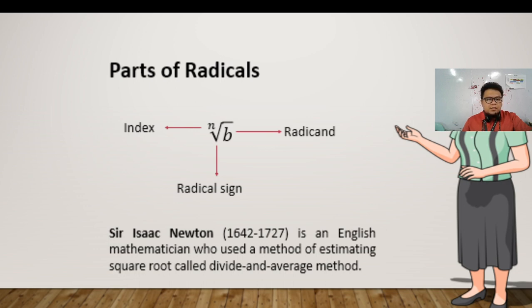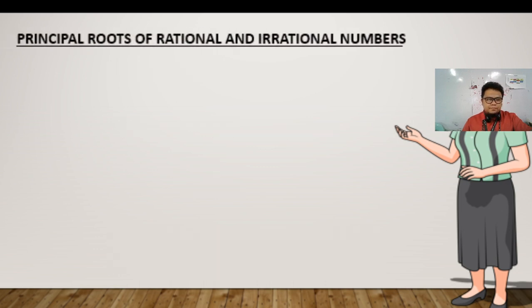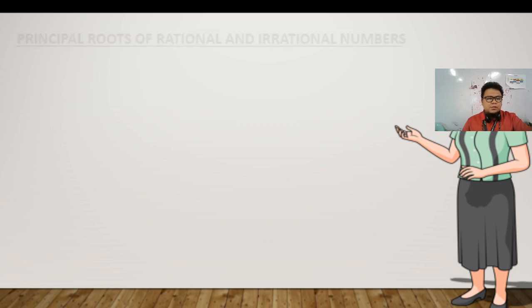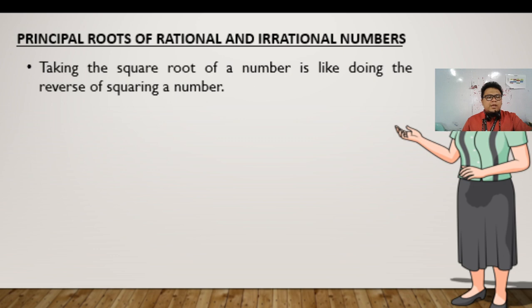Again, Sir Isaac Newton is an English mathematician who used a method of estimating the square root called the divide and average method. So, principal roots of rational and irrational numbers. Taking the square root of a number is like doing the reverse of squaring a number. As you have observed earlier, there is a relation between how we square a number and how we take the square root.